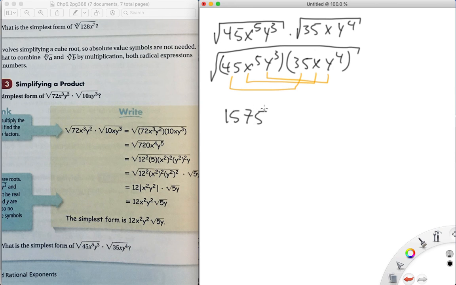45 times 35, that's going to be 1575, and then x to the 5th times x to the 1, right? There's a 1 here. I add their exponents, so that's going to be x to the 6th. y to the 3rd times y to the 4th. Again, I add their exponents, so that's y to the 7th, and all that's being square rooted.